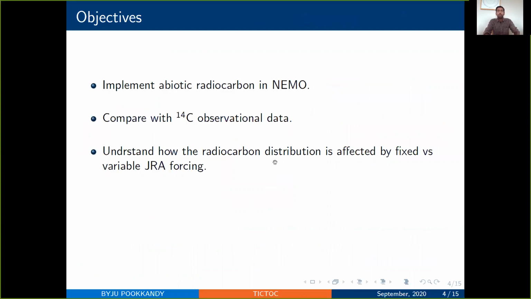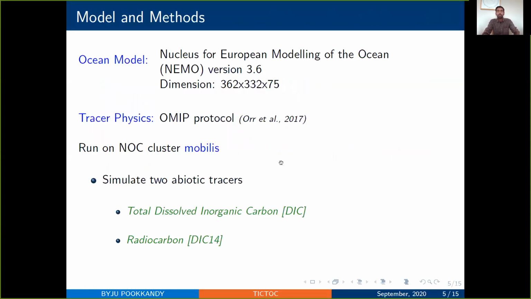A number of oceanographic surveys have been conducted since the early 1970s. However, due to the low sampling frequency, they are unable to capture the precise timing and amplitude of the bomb pulse. Therefore, we implement abiotic radiocarbon in NEMO, an ocean-only model, compare with the delta C14 observation data, and understand how the radiocarbon distribution is affected by fixed versus variable JRA forcing.